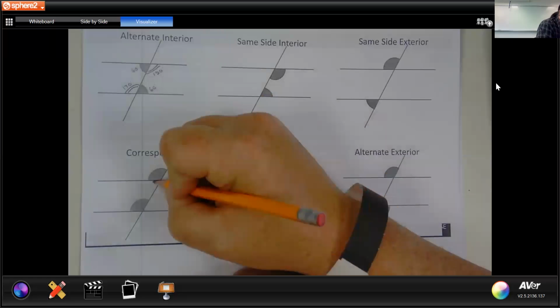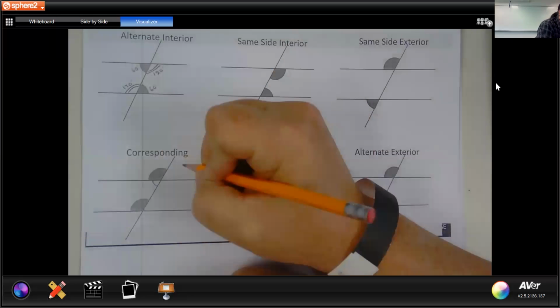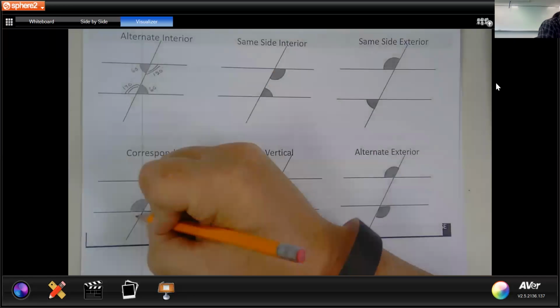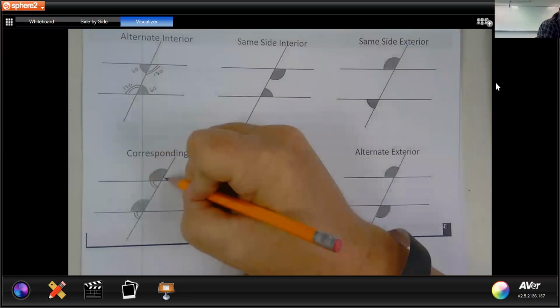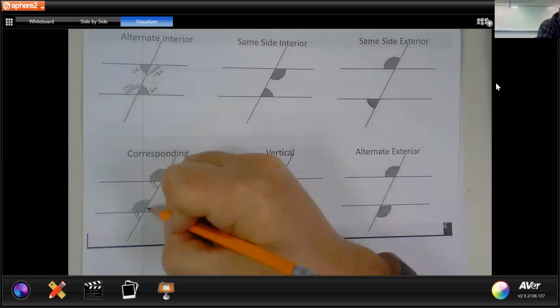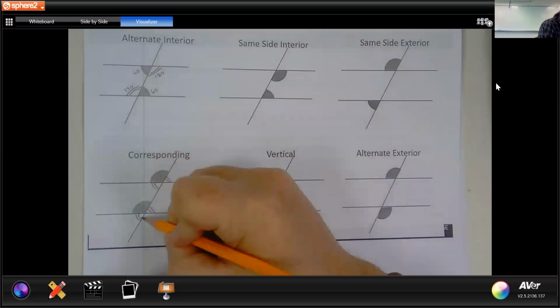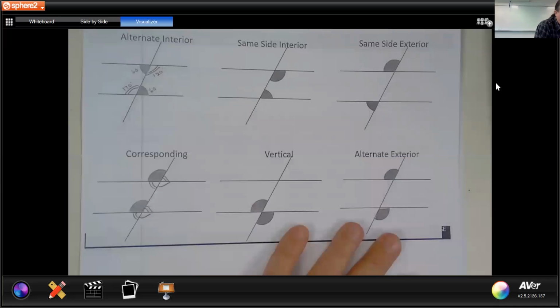We could also say that, hey, you know what? These angles here are corresponding. We can also say that these angles here are corresponding because we got one out, one in, and we can also say that these angles here are corresponding as well.